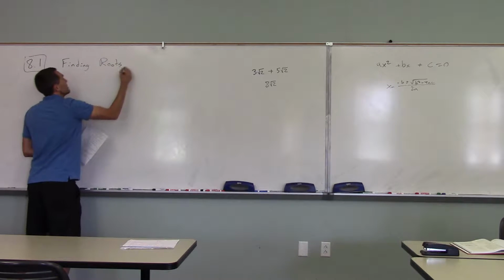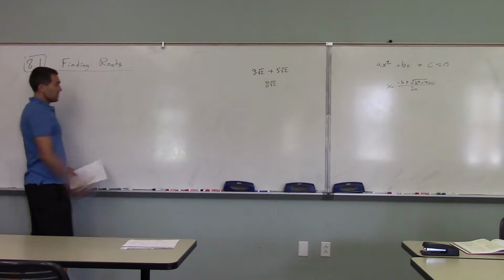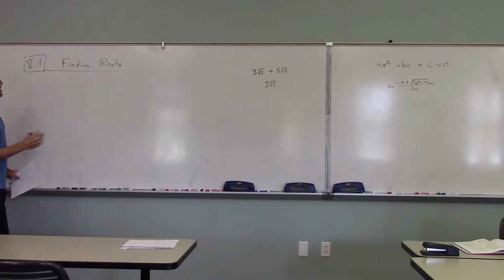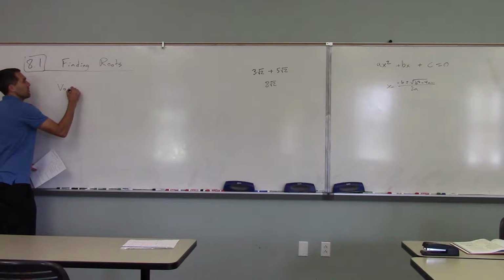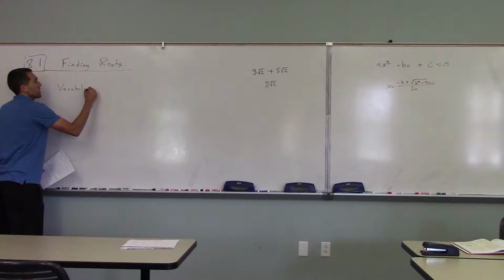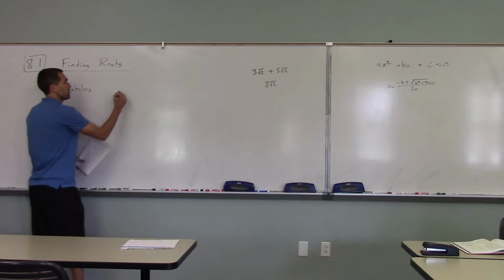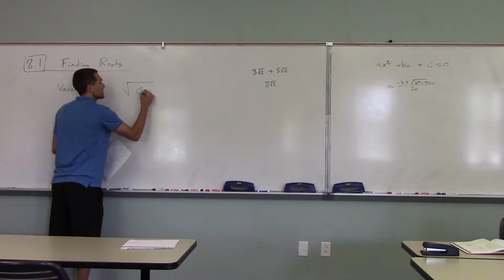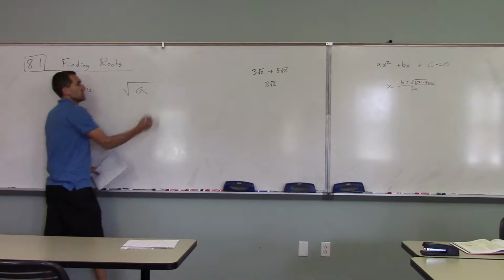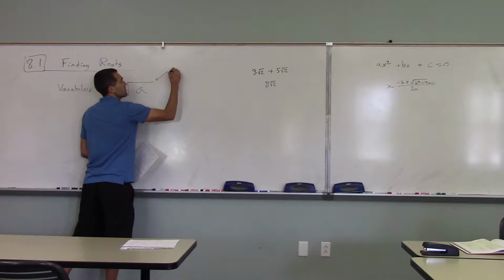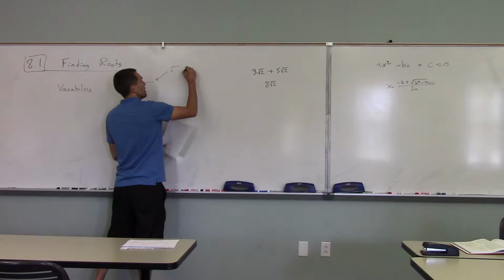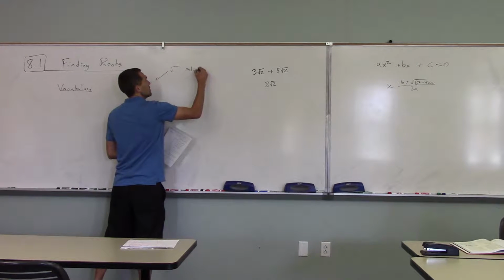Finding roots. Okay. So first I'm going to give you just a little vocabulary. I'm not going to necessarily use this vocabulary directly other than instructions. But if you have something written as this sign here, this symbol is called a radical sign.